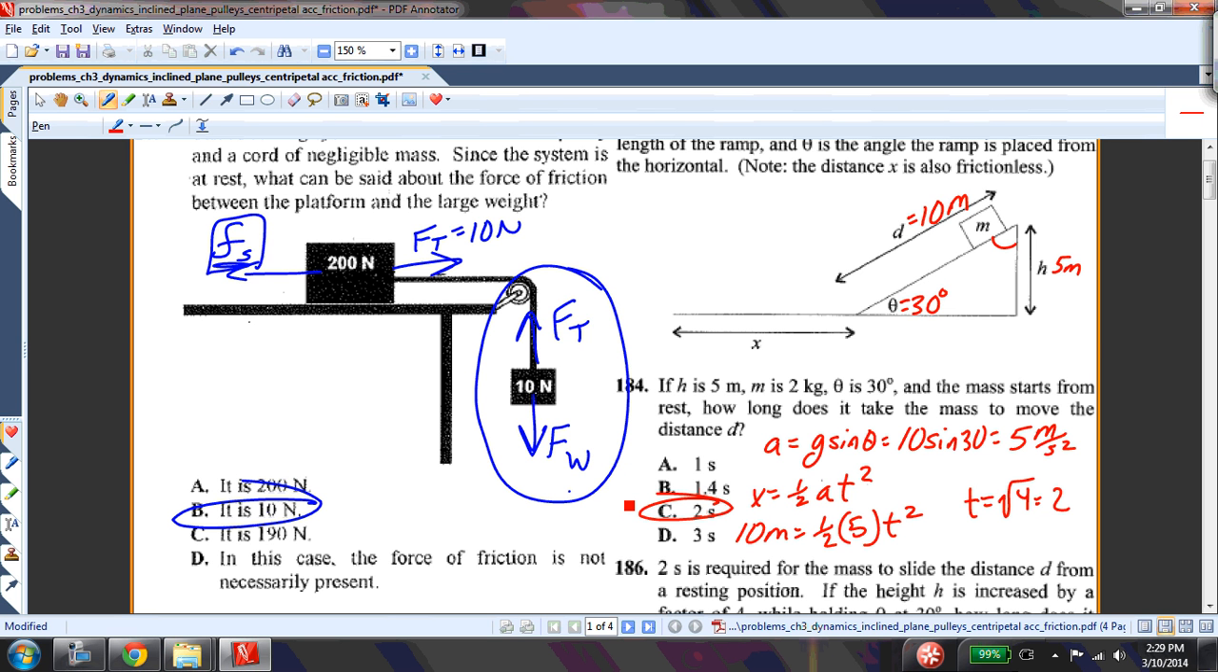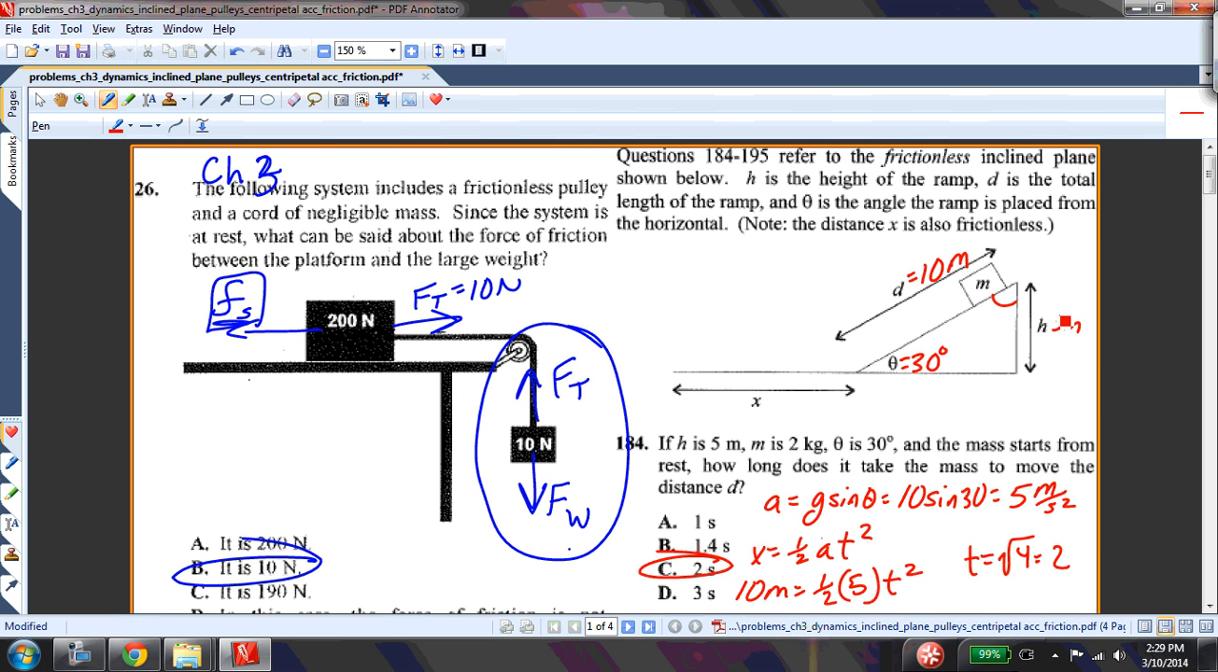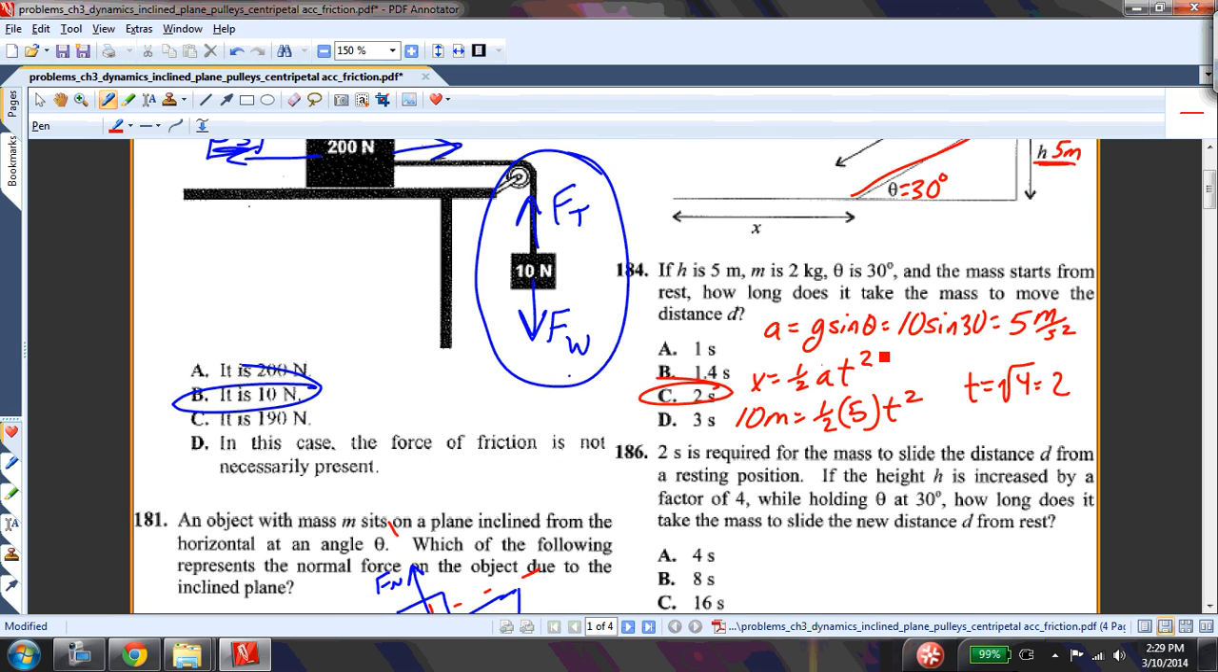Sorry about that, but it's a good point. You need to read these carefully and make sure that you're aware of what variable is what. So here I was reading it very quickly, and I assumed that this distance was the distance that it was traveling, but obviously it's not. It's traveling down the distance of the inclined plane.